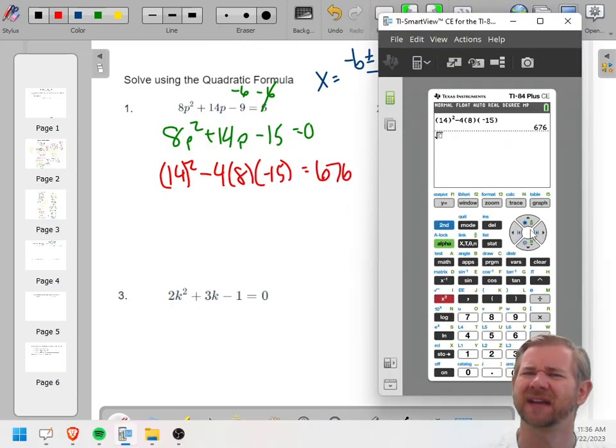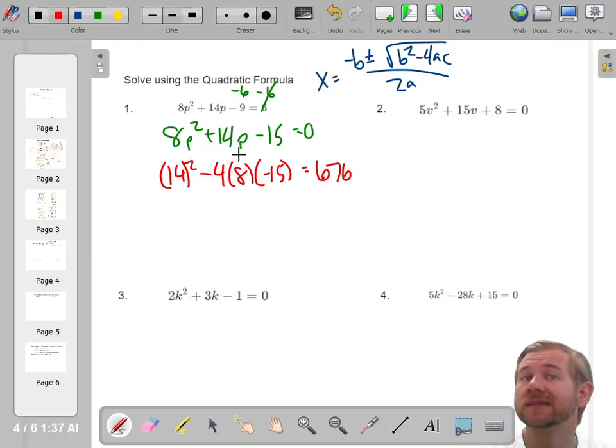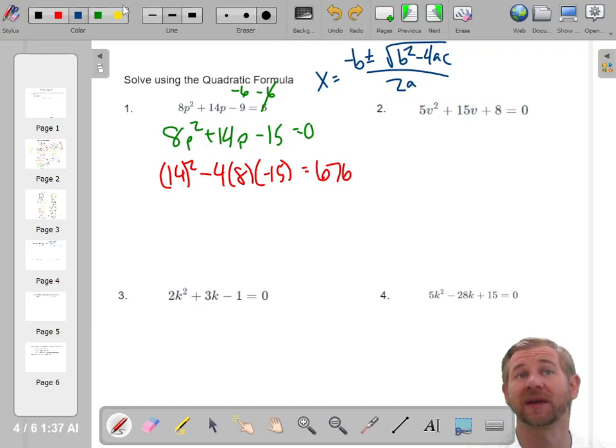Is that a perfect square? I think it is. I think it's 26. Yeah, okay. So that's nice. If you get a perfect square, you might remember, oh, this is actually factorable. You could solve this one by factoring. But I'm going to now fill in the rest of the formula.